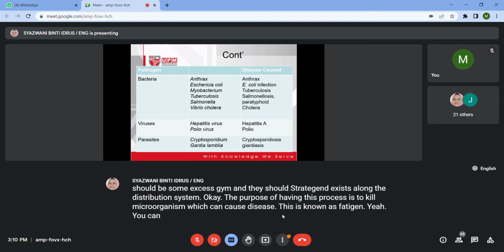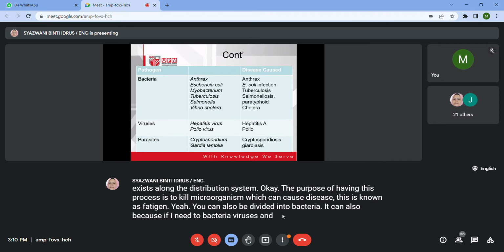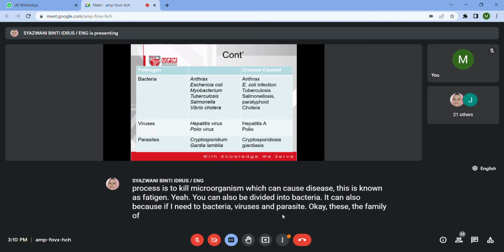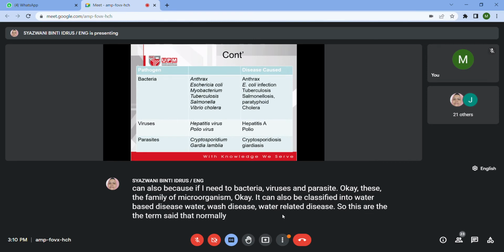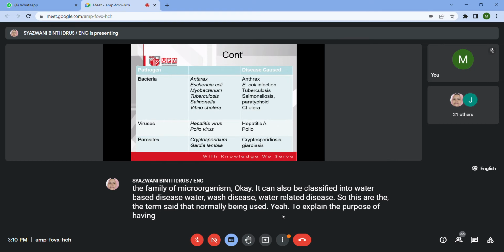It can be classified into bacteria, viruses, and parasites. These are the families of microorganisms. It can also be classified into water-based disease, water-wash disease, and water-related disease. So these are the terms that are normally used to explain the purpose of having a disinfection process.